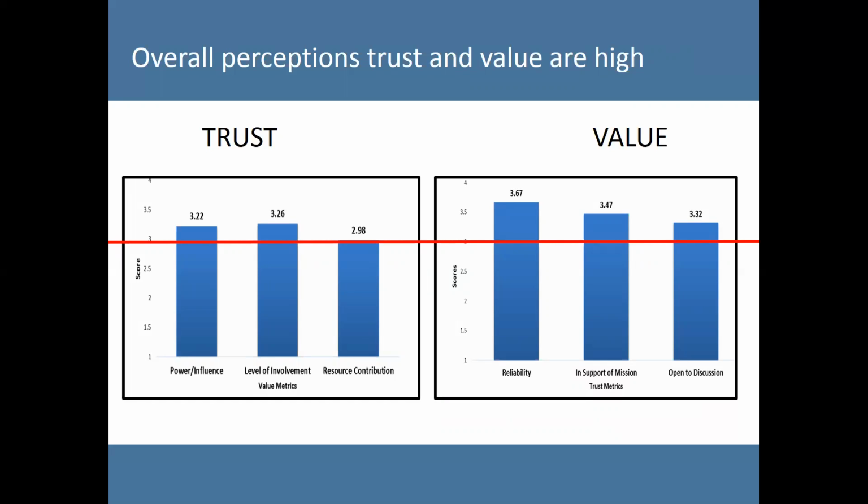And we use those based on a lot of research on how we developed that scale. When we developed that scale, we asked a lot of people, how do you trust one another in this kind of work? And people said, we find people reliable, we know that we have mission congruence, and we can talk together about some of these hard issues. And then in terms of value, we know that folks value one another in terms of the power and influence that folks bring to the work, their level of involvement in the work, and their resource contribution in the work. These dimensions have been used across thousands of networks to measure perceptions of one another.